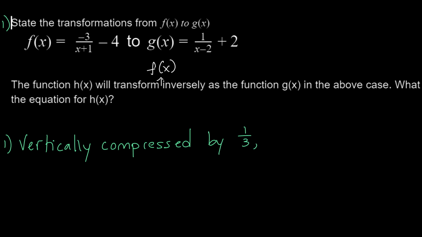What else is happening? What is the negative doing? So I'm going from the original f of x being negative to g of x being positive. So it's still being vertically reflected, yes. Vertically reflected. Then what?